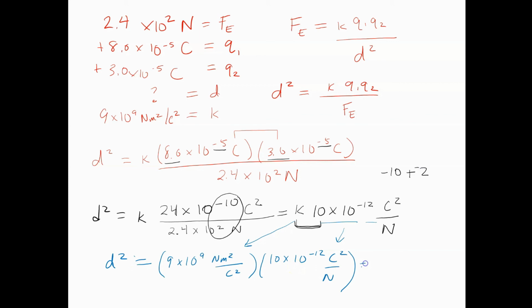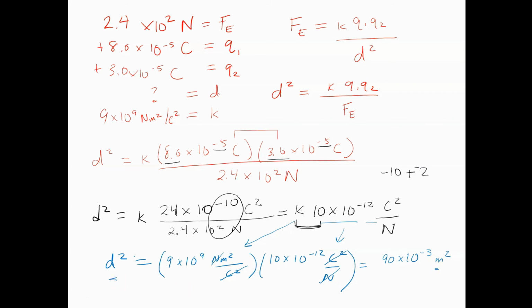And just continuing on, 9 times 10 is 90 times 10 to the 9 plus negative 12, which will be negative 3. And my units, well, the coulomb squared at the bottom cancels the coulomb squared up top. My newton at the top cancels with the newton at the bottom, and I'm left with meters squared. I'm left with meters squared because this is distance squared.